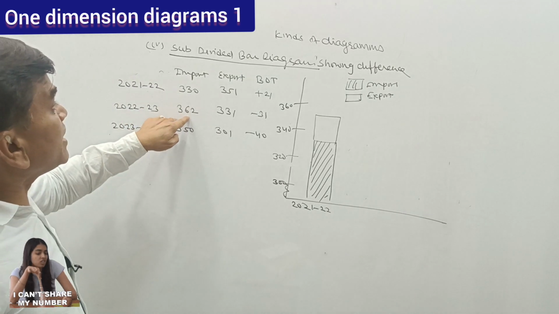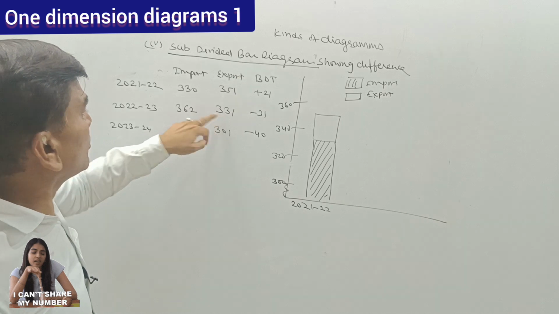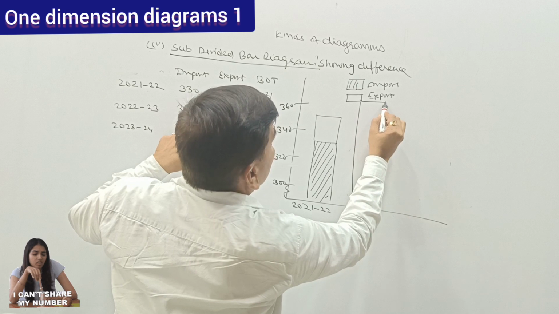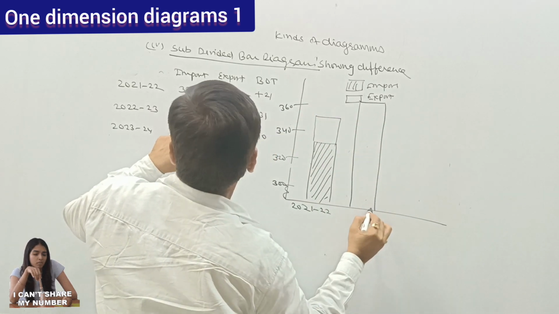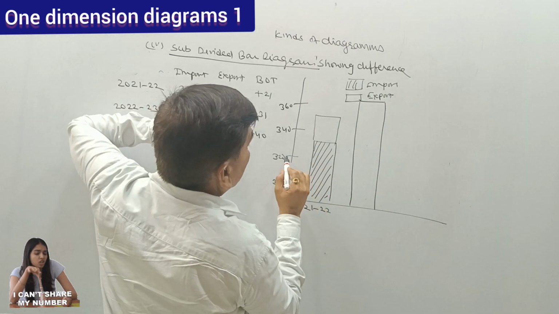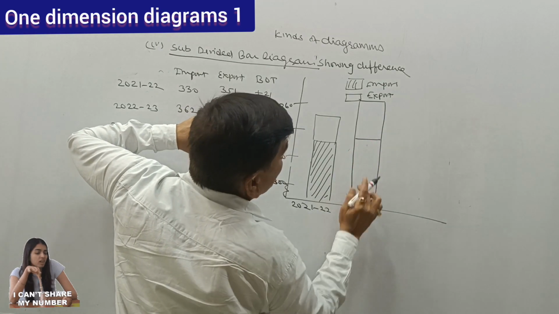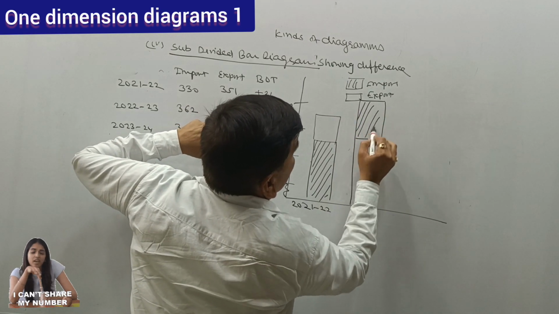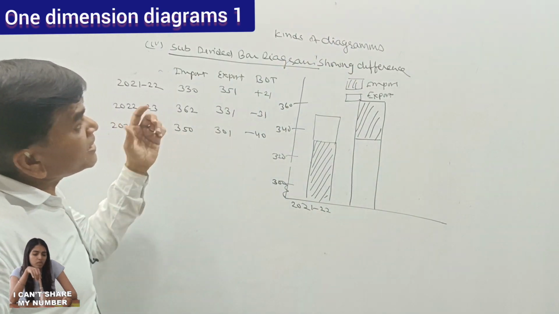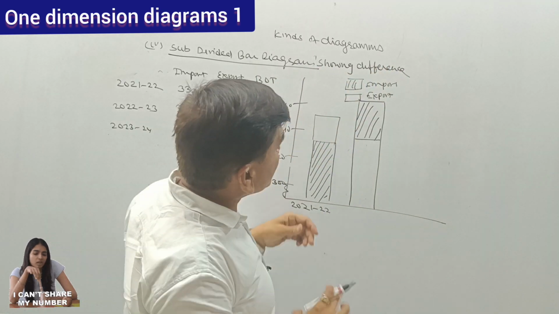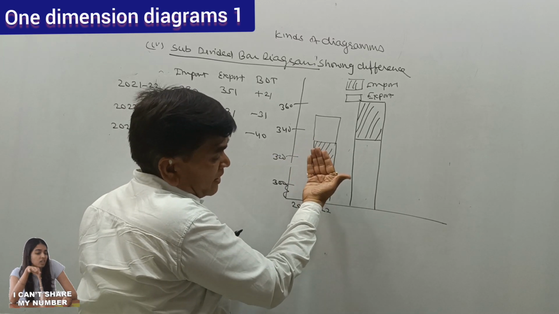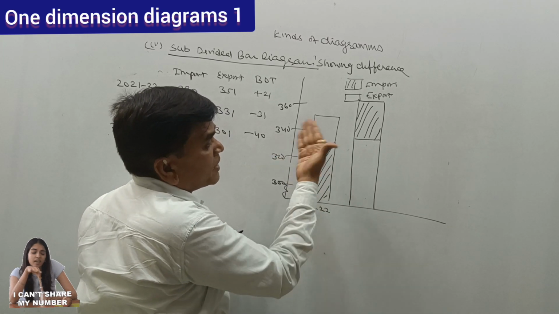Next, 362 is import and export is 331. Import is 362, export is 331. So there will be a blank and this will be shown. It means our export is this, import is this. So this is showing the difference, with our export diagram beside the import diagram.